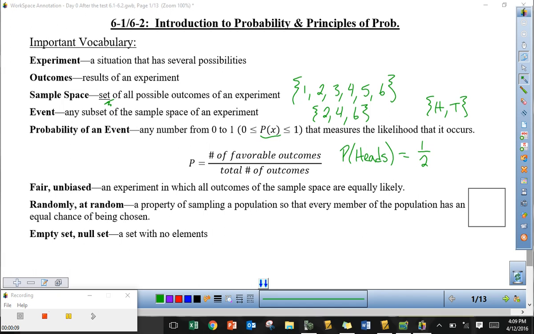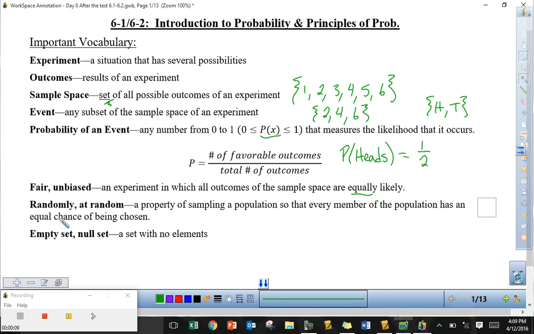And this leads to our next term, which is fair or unbiased. That's just an experiment in which all outcomes of the sample space are equally likely. So when we talk about rolling a die or flipping a coin, we hope that that's a fair experiment because it's equally likely to get a heads as it is a tails, or it's equally likely that we roll a 1 compared to rolling, say, a 4.